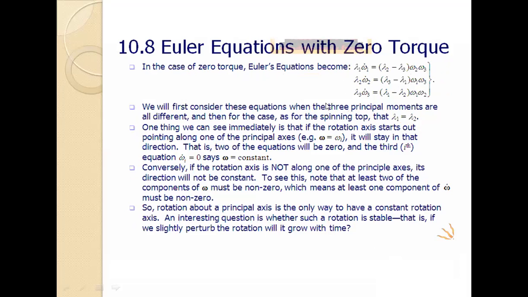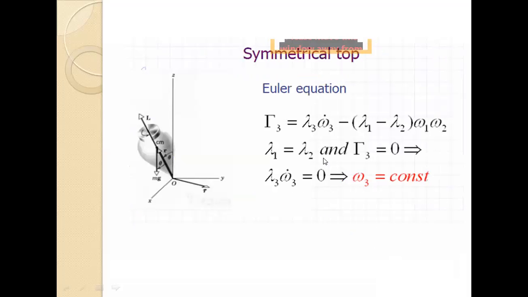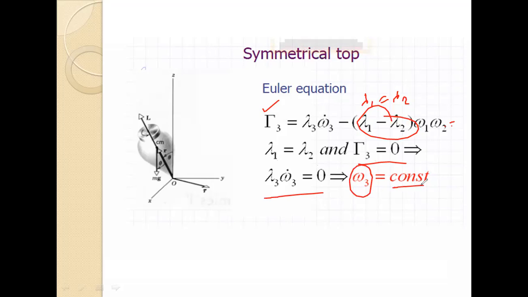So I'll revise this in the next class. Next class I'll talk about this symmetric top, why lambda 1 equals lambda 2. We already talked about this equation, right? We took the third equation and made this equal to what we did. Lambda 1 is equal to lambda 2, so this entire term equals 0, so torque equal to 0. So the final equation we get is lambda omega 3 is constant. So it just rotates about this axis with a constant omega. That's it. This is the spinning top.